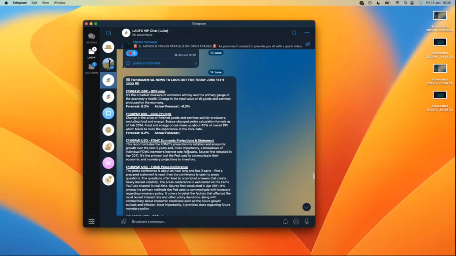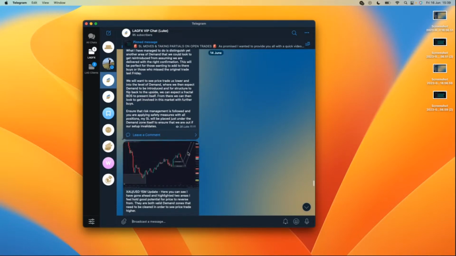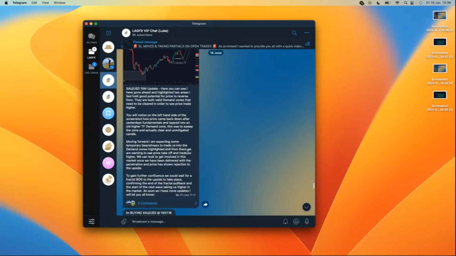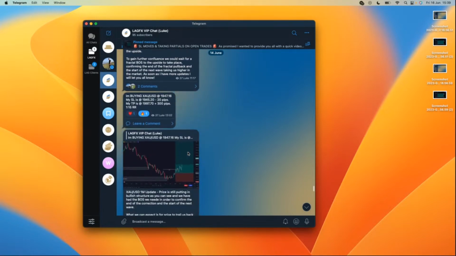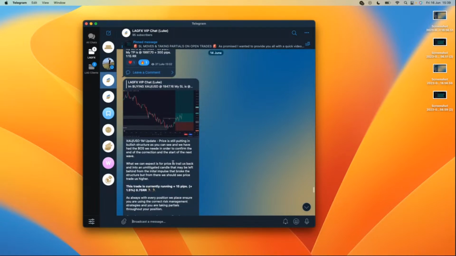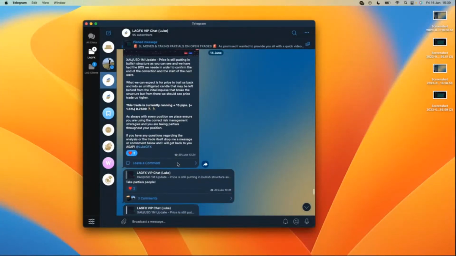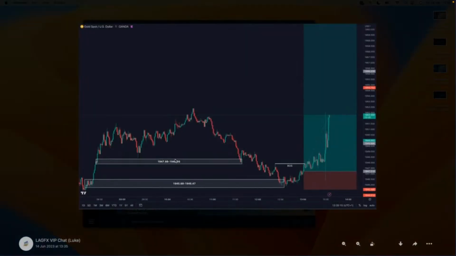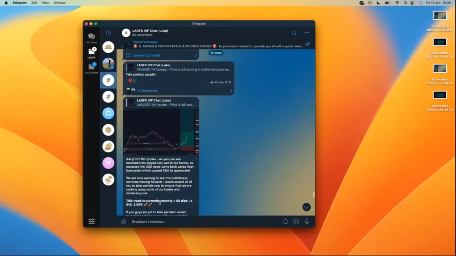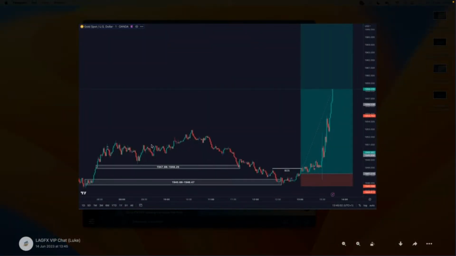Updates for fundamental news. I like to provide updates for fundamental news. Euro USD, small Euro USD analysis. This was an XAU USD trade that I actually gave to everyone to take advantage of. We can see how price plays out. We took full advantage of the fundamentals, as you can see. This trade went on to run like over 130 pips.